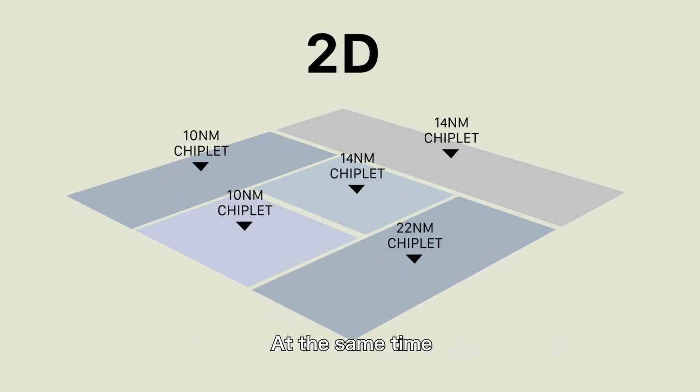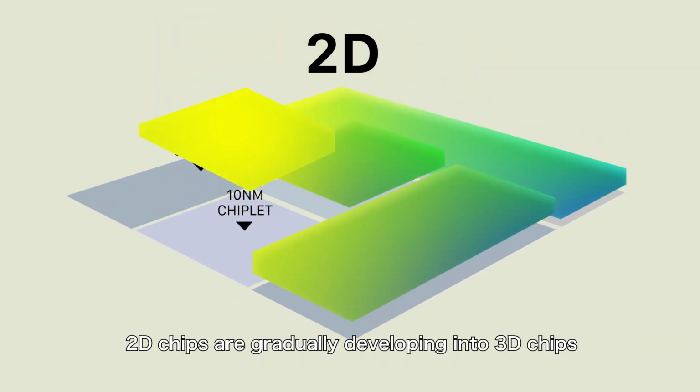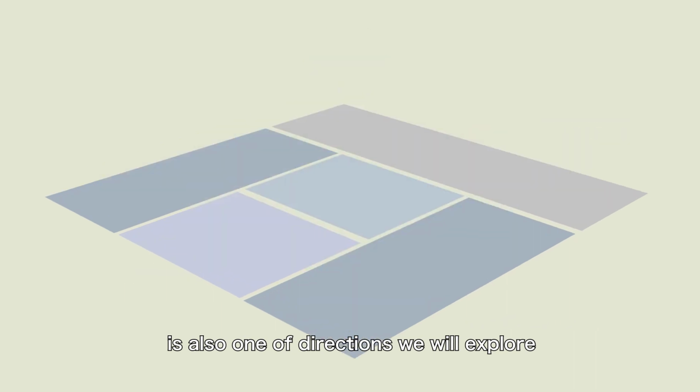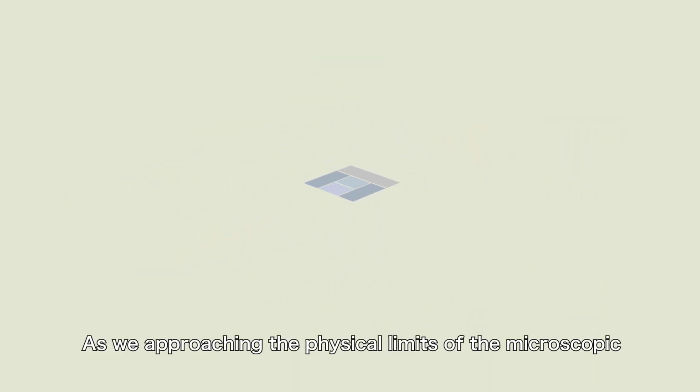At the same time, 2D chips are gradually developing into 3D chips. How to effectively generate the placement of 3D chips is also one of the directions we will explore, as we are approaching the physical limits of the microscopic.